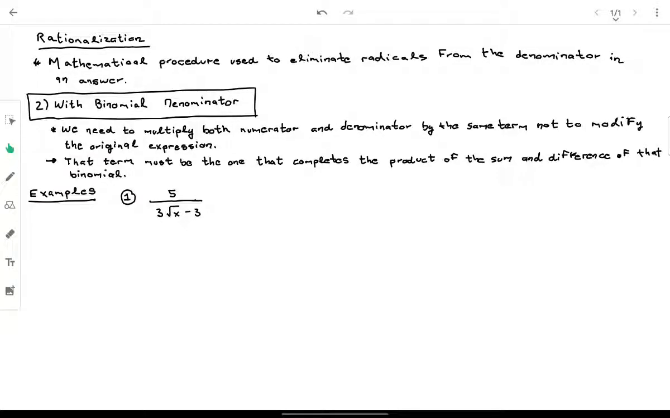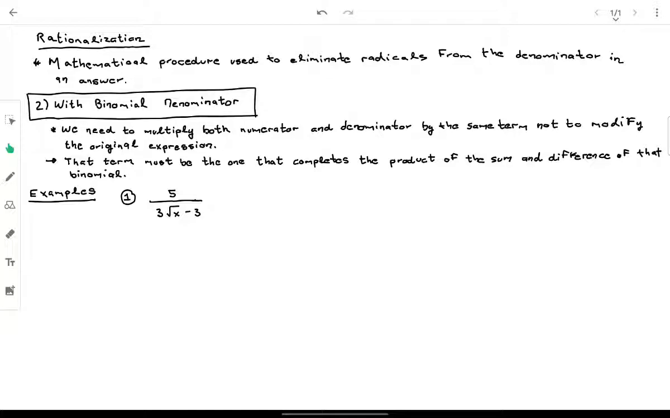Today we will continue with rationalization. Remember, rationalization is a mathematical process we use to eliminate radicals from the denominator in an answer. In this case, we will see specifically when we have a binomial denominator instead of a monomial denominator that we saw in the last video. It's going to be almost the same structure, but we will need to multiply by something a little bit different.